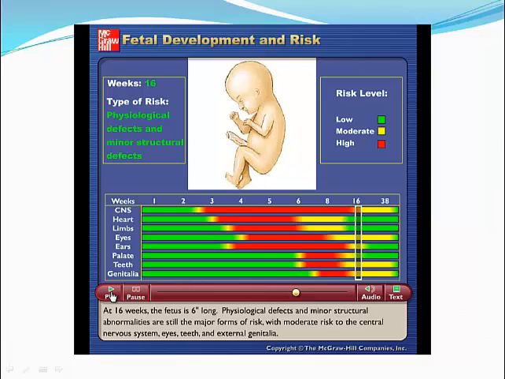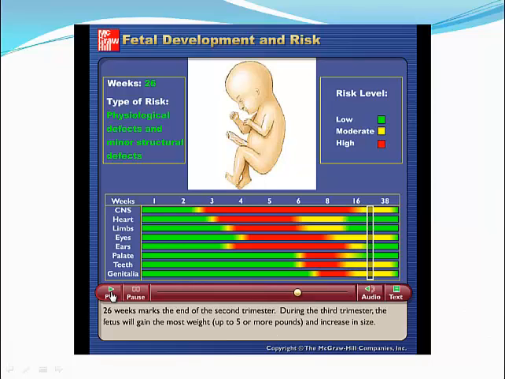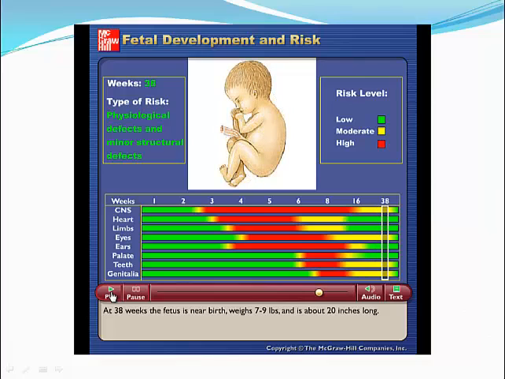During the third trimester, the fetus will gain the most weight, up to 5 or more pounds, and increase in size. A major risk during this time is premature delivery. Preterm infants have a good chance of survival if properly cared for. If undernutrition has happened, then the chance of the infant's survival goes down proportionally to the extent of undernutrition. At 38 weeks, the fetus is near birth, weighs 7 to 9 pounds, and is about 20 inches long.